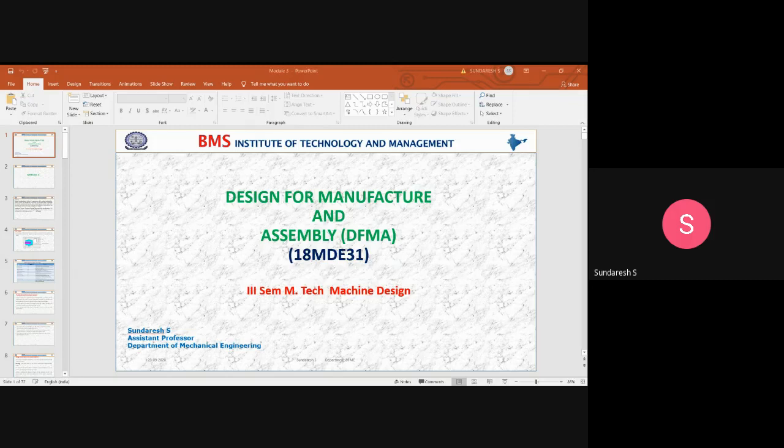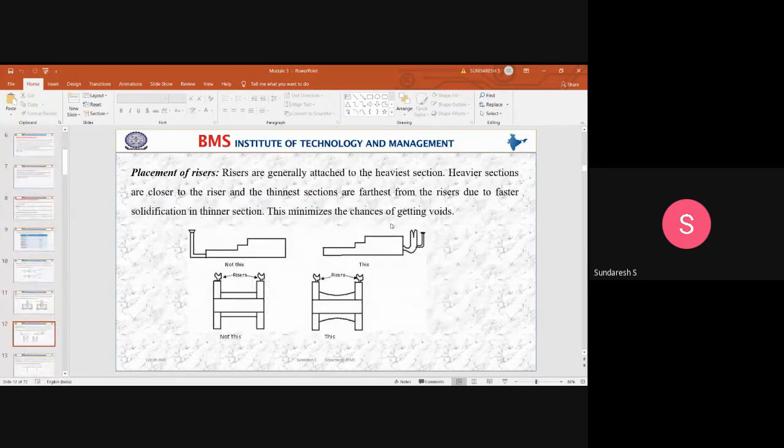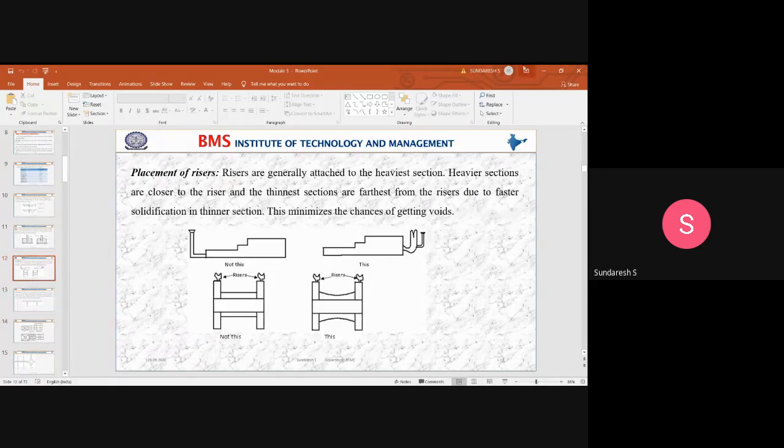So this morning we were discussing the design considerations in sand casting, that is, casting components, and we discussed the different considerations we are supposed to make while designing the components which need to be cast, right? Now let us continue with some more aspects. This morning we discussed only a few of the topics: shrinkage, parting line, draft, and risers. I think we stopped at this point in the morning. So let us continue now.